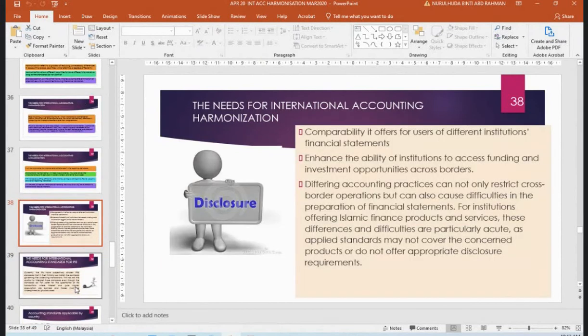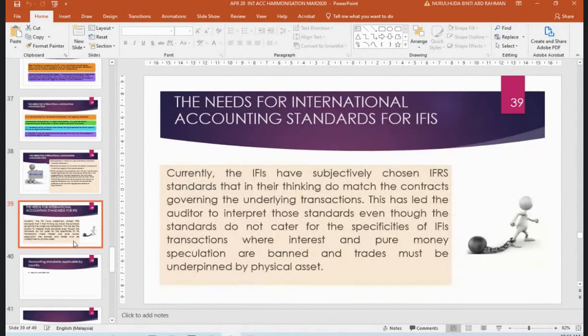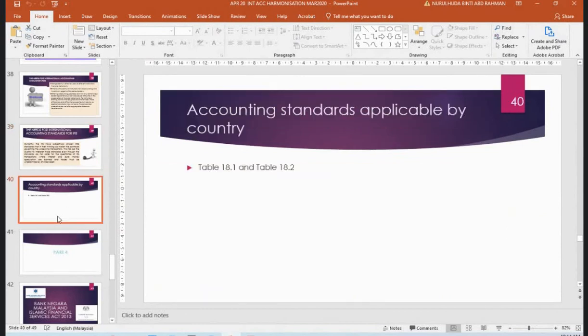Okay, comparability ni sambungannya. So currently, Islamic financial institutions have subjectively chosen IFRS standard that in their thinking do match the contract governing the underlying transactions. Accounting standard applicable by country.